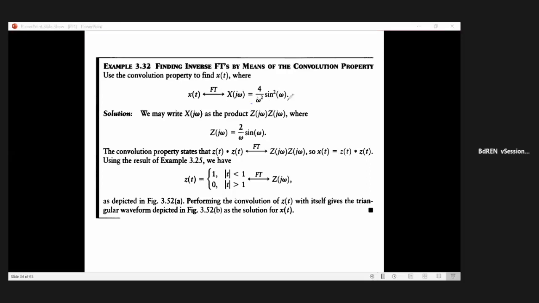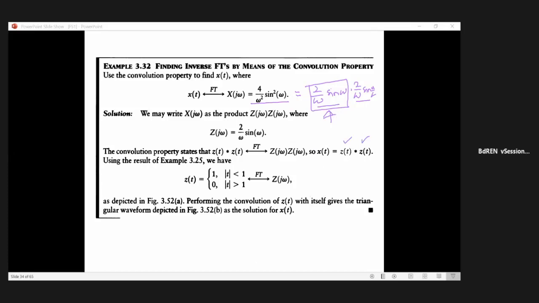This equation is a bit complicated in omega, but we can see that this quantity can be expressed as a product of two functions: 2 divided by omega times sine omega, multiplied by 2 divided by omega times sine omega. So this is a multiplication of two functions in X(j omega). If we know the Fourier inverse of one of these functions, then you can convolve this function in the time domain. That time domain result will give you the value of your output.